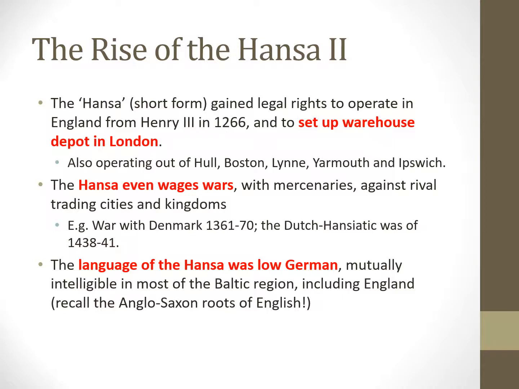Now, the Hansa negotiated rights, for example, with Henry III of England in 1266 to set up a warehouse depot in London to help them in shifting goods back and forth between east and west and to points further on. They also operate out of Hull, Boston, Lynn, Yarmouth, and Ipswich, and that's just in England. And so they're really savvy, not only looking after themselves, but negotiating with other states agreements to set up depots that allow them to move goods from point A to point B in a series of stages instead of having to sail all the way from one end of the journey to the other in one go.